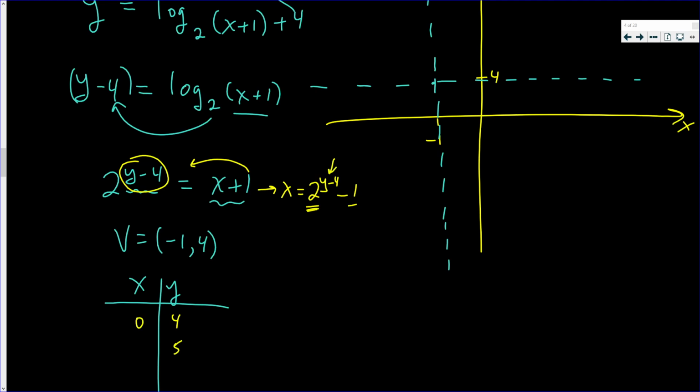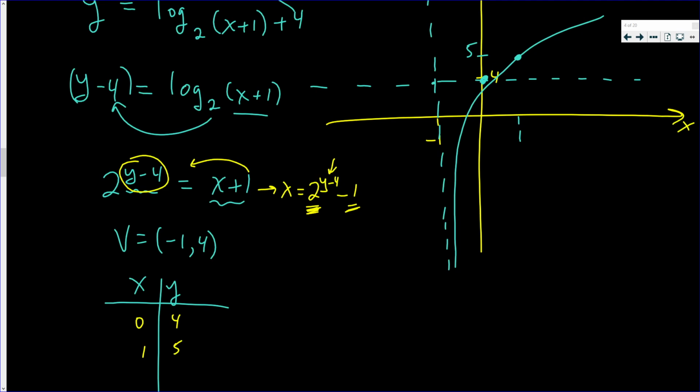If y is 5, the power will be 1. 5 minus 4 is 1. And 2 to the 1 is 2, minus 1 is 1. So we have 0, 4, which is that point right there. And we have 1, 5, which is this point right there. And I have to get closer to the vertical blue axes. So the graph goes like that.